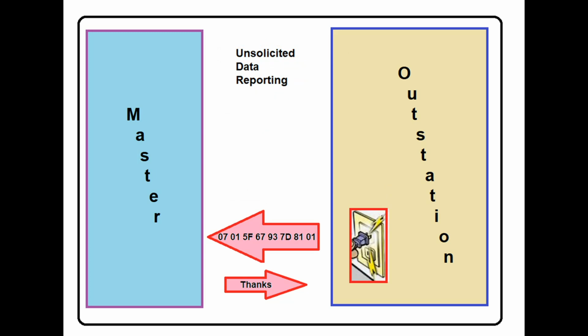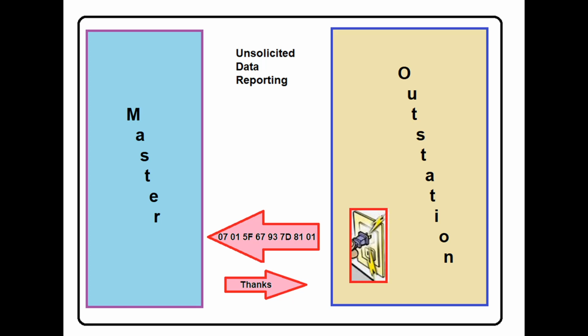Unsolicited data can be used for sending event data. It cannot be used for sending static data. But prior to 1997, it was allowed to send static data in an unsolicited message. So some very old outstations may do this. For this class, we are going to assume that this behavior does not exist.